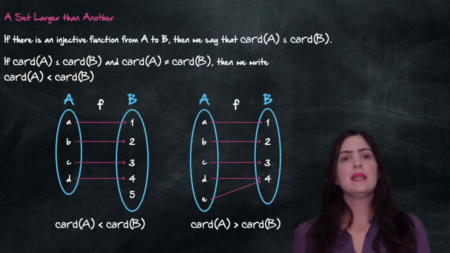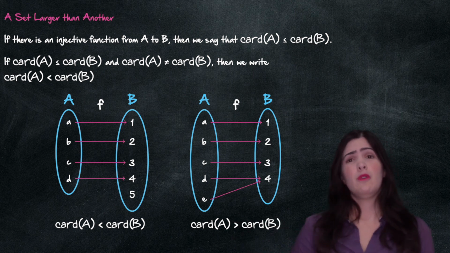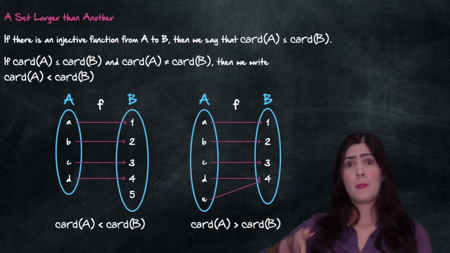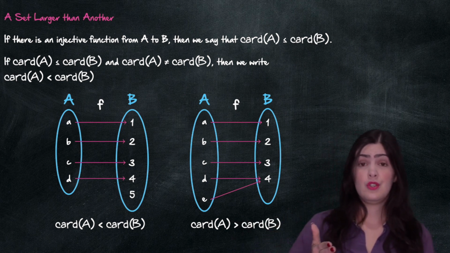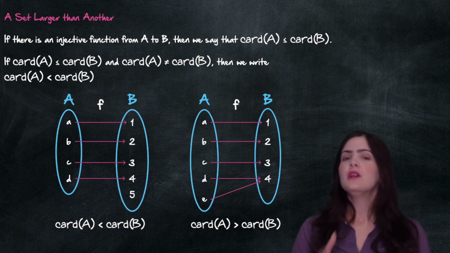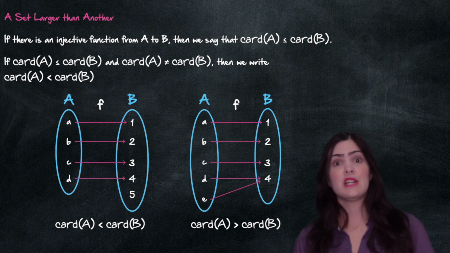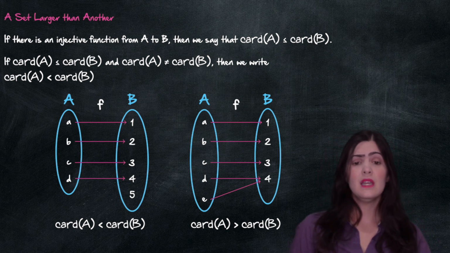Now, it's quite simple to see that we could find an injective function from B to A. Try to think about which one we can pick. So in this case, the cardinality of B is less than the cardinality of A.